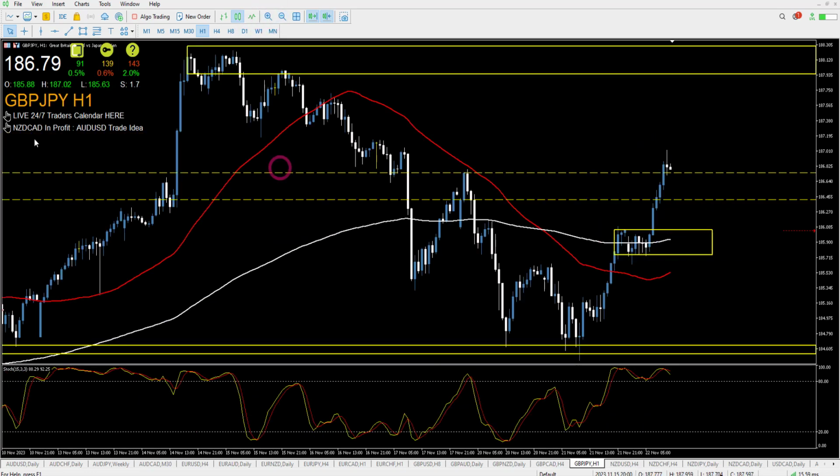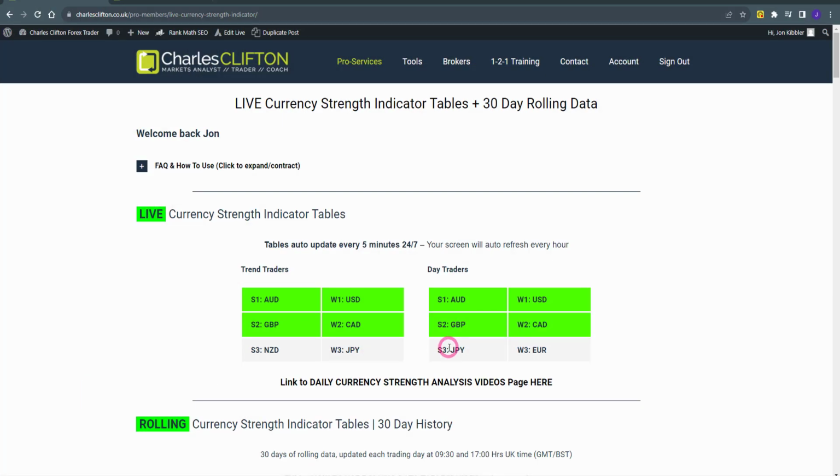Now, the only kind of difficult thing about this at the moment is if we just pop back over to our tables, we can see that yen is on S3. I want to see that kind of move to the weak side and then get the confluence obviously with the trend traders table before really taking some serious action on that particular market. So hopefully that all made sense. Hopefully you've enjoyed some of the moves this week.